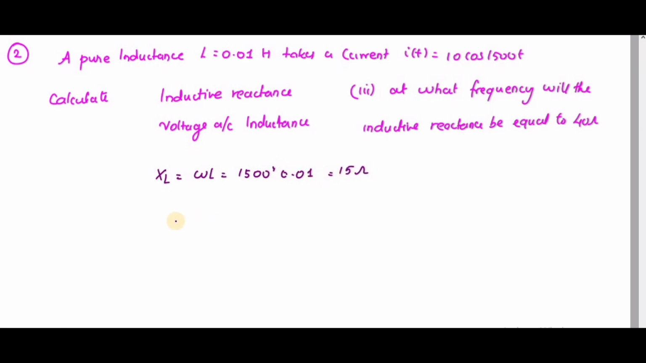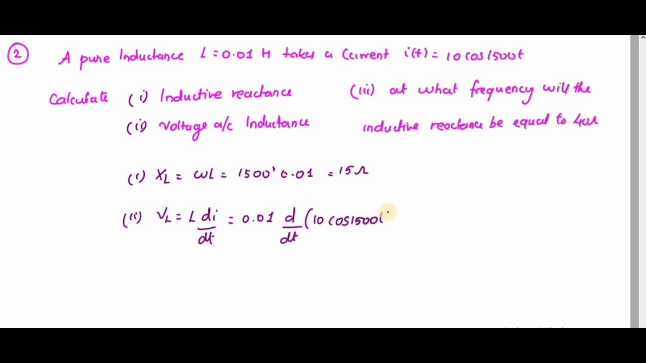Next, to find the voltage across the inductance, VL is equal to L di by dt. So that is the formula. The L value is 0.01 into di by dt, where i is 10 cos 1500t. If I differentiate this with respect to t, I will get 0.1 sin 1500t into 1500. It should be minus, right? So we will get minus 150 sin 1500t.